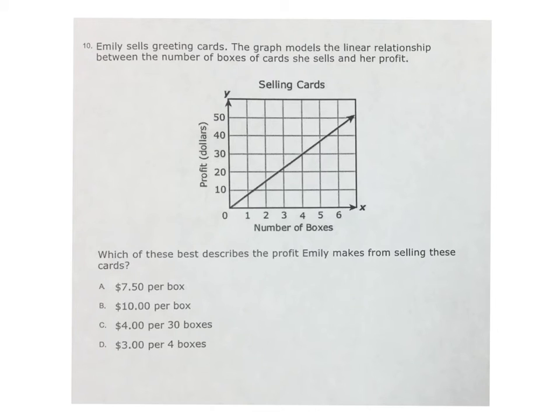Number 10. Emily sells greeting cards. The graph models the linear relationship between the number of boxes of cards she sells and her profit. Which of these best describes the profit Emily makes from selling these cards?